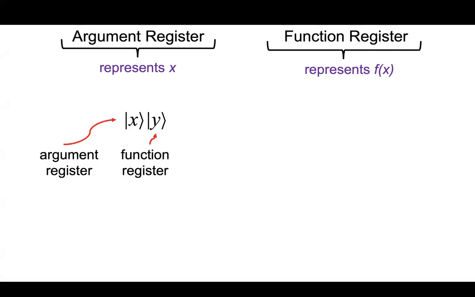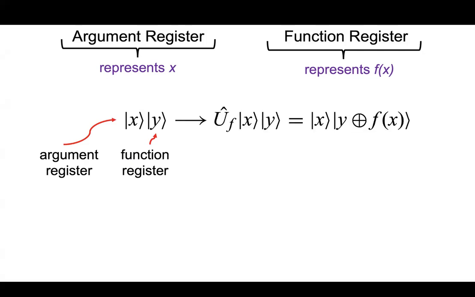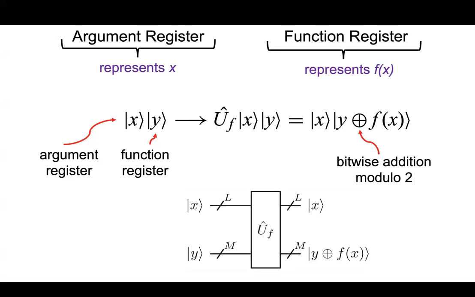The idea is to transform the combination ket x, ket y using the unitary U sub f into this. Notice that y is transformed into y ⊕ f of x, which is the bitwise addition modulo 2 of y and f of x. We'll elaborate on that soon, but for now, note that the value of f of x is stored in the function register. This is the quantum circuit diagram that represents this operation, where the top qubit bundle corresponds to the argument register and the lower qubit bundle to the function register.